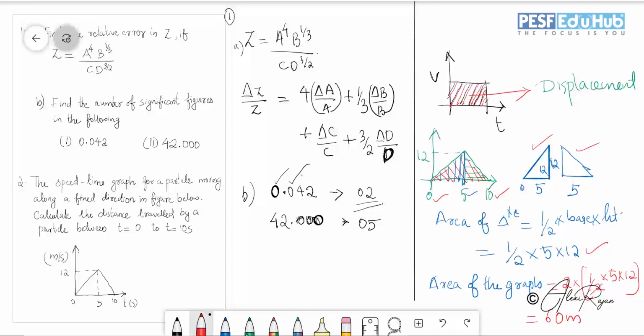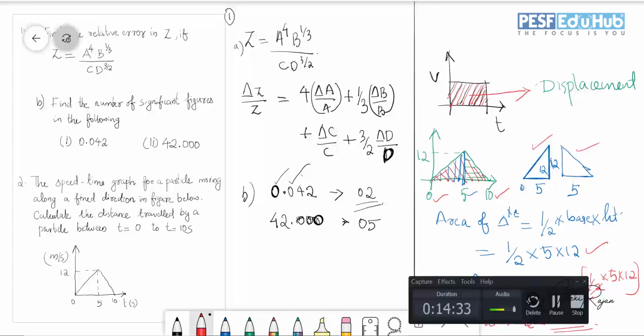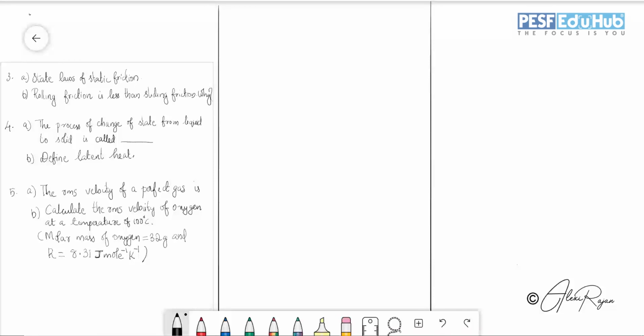As the graph is given meter per second, so obviously you will get the distance covered will be 60 meters. So this is how you are finding out the distance from a speed time graph. Hope you understood this thing. Let us see the next question, that is state laws of static friction.